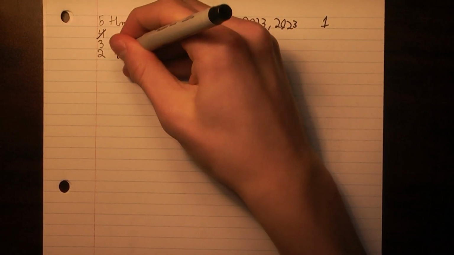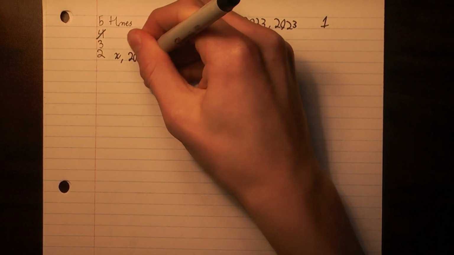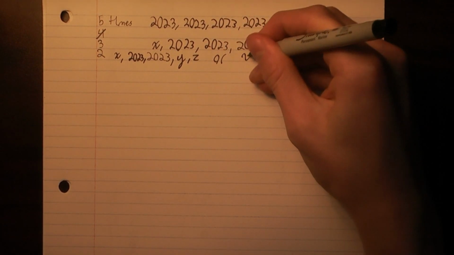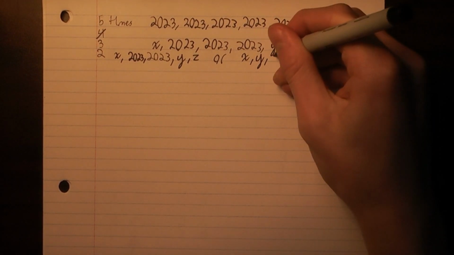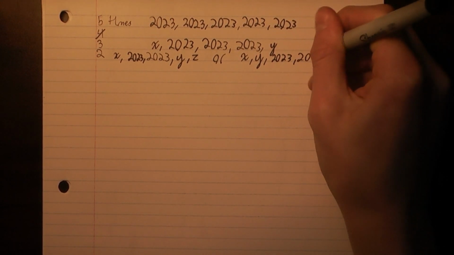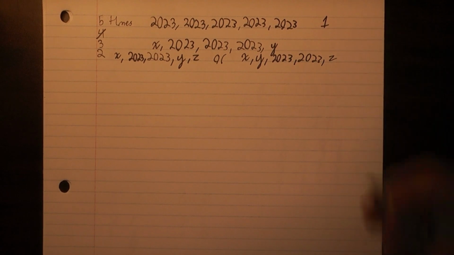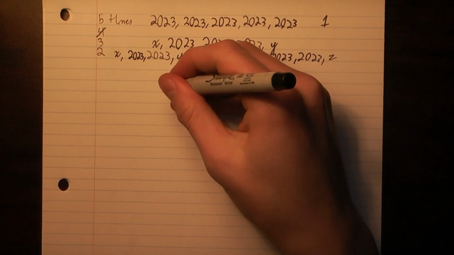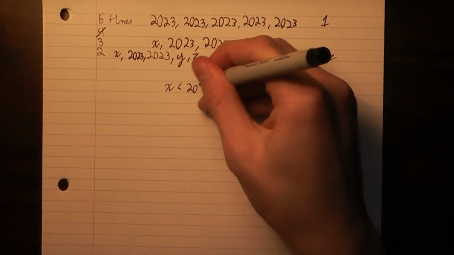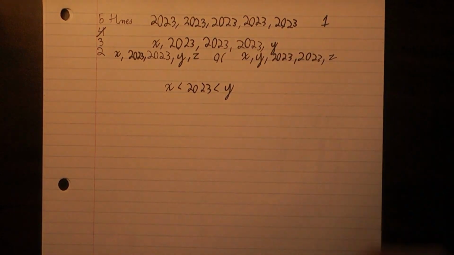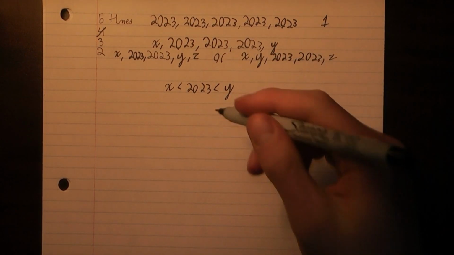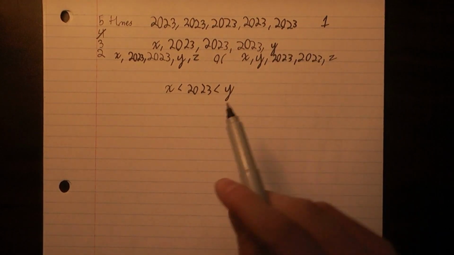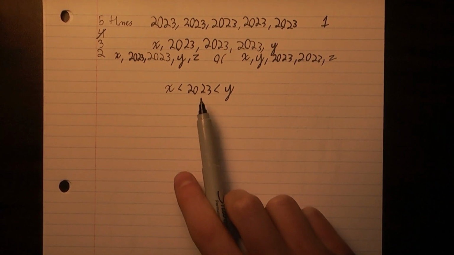That means that there's either a 2023 before it or a 2023 after it. So it's either x, 2023, 2023, y, z, or x, y, 2023, 2023, z. Let's start with 2023 appearing 3 times. So, x is less than 2023 is less than y. Also, for the mean to remain 2023, that means that for every number that x is less than 2023, y has to be more than 2023.